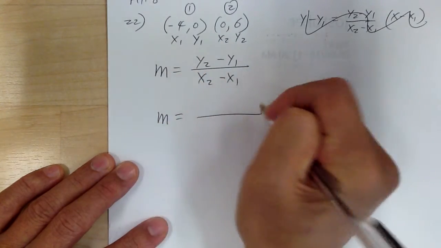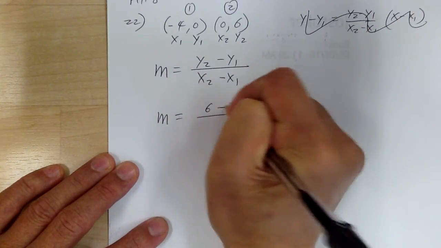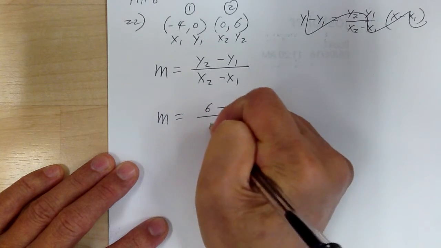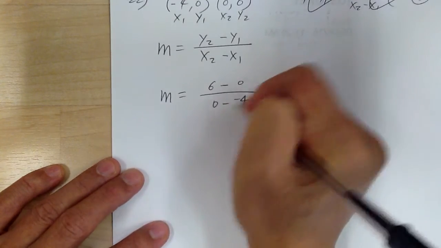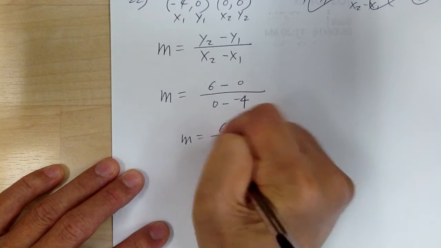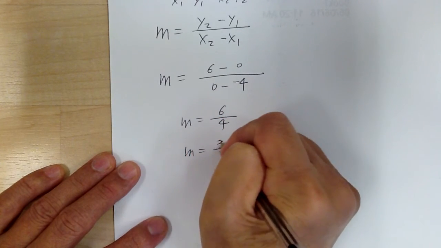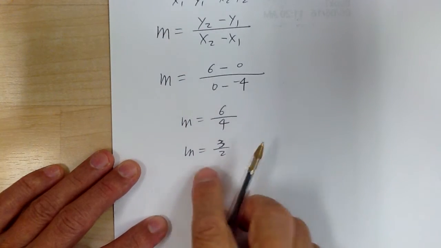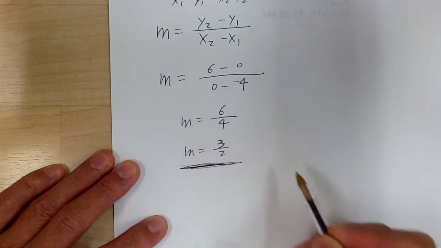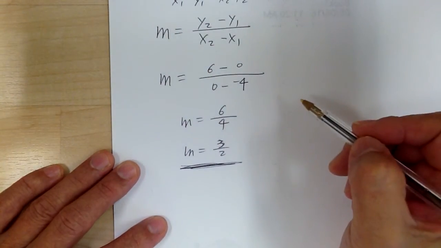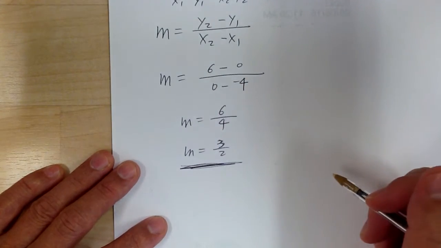So m equal to 6 minus 0 over 0 minus -4. So m equal to 6 over 4. So m equal to 3 over 2. So now you have the slope, you have the point. So now you can use point slope form.